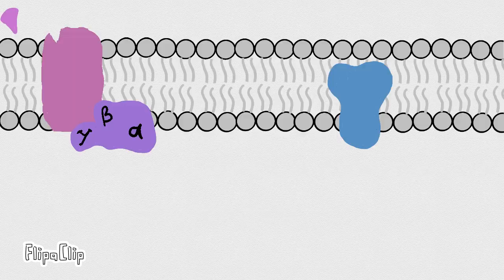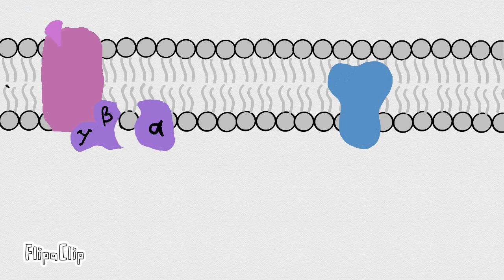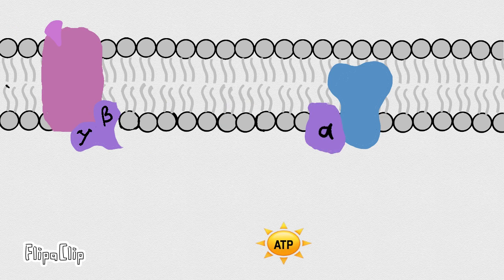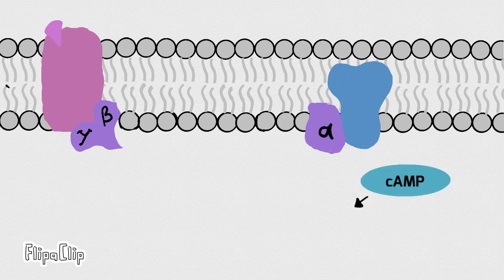Here, our ligand is binding to its receptor, causing the alpha subunit to dissociate from the rest of the G protein and bind to adenylate cyclase, which in turn converts the ATP into cAMP, and cAMP will activate protein kinase A, which will in turn cause physiological change.